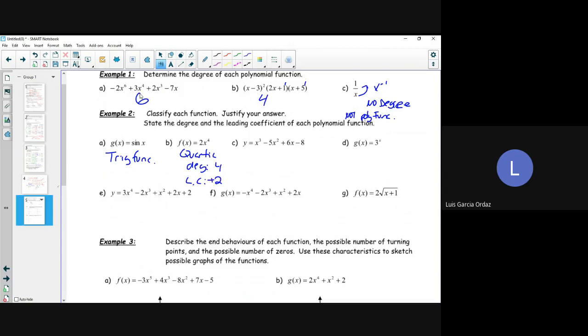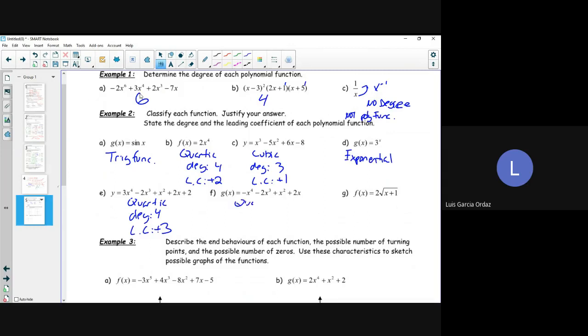Okay. The next one, what type of function is it? Cubic, which means our degree is what? And our leading coefficient is? Positive 1. The next one, what type of function is it? Okay, there's no real degree to it. And then the next one, quartic. What's our degree? 4, and our leading coefficient? Positive 3.